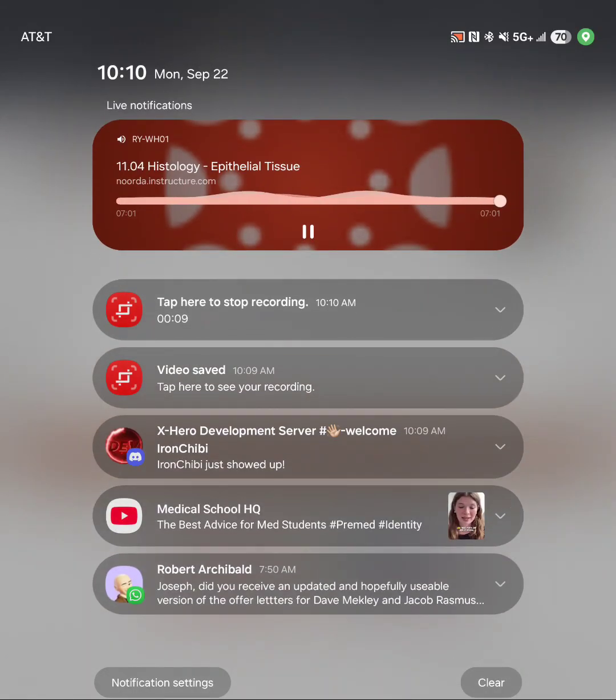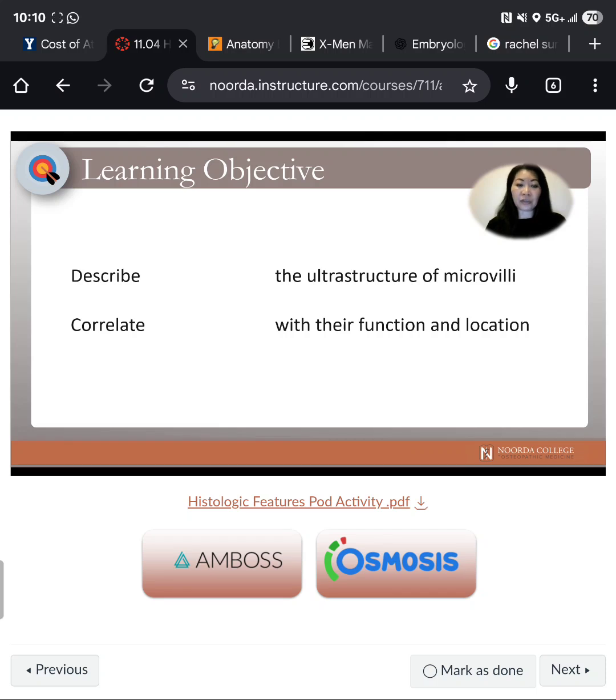From this section, I want you to be able to describe the ultrastructure of microvilli and correlate with their function and location.